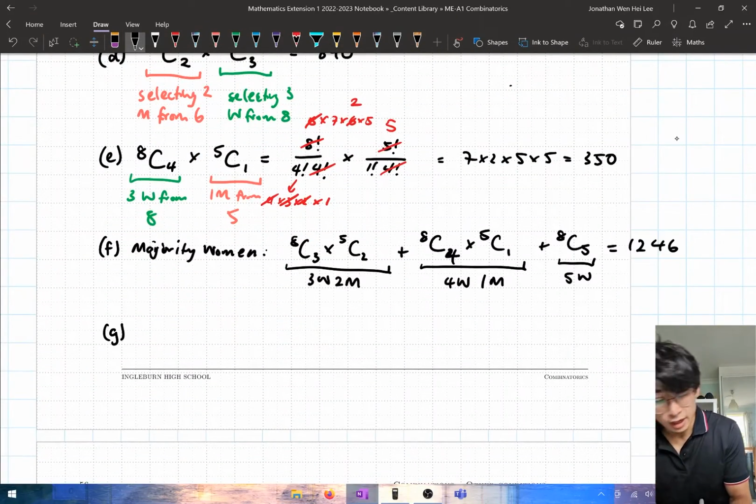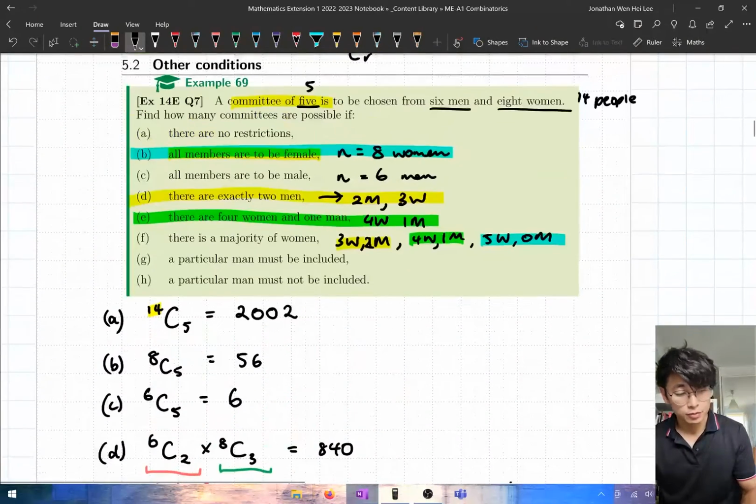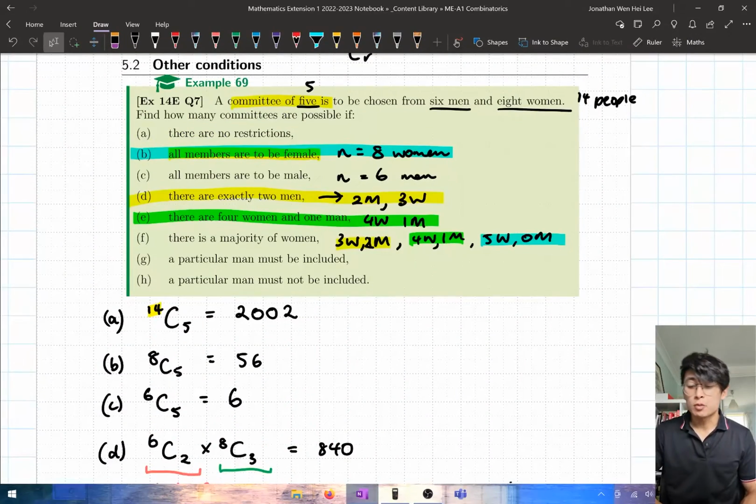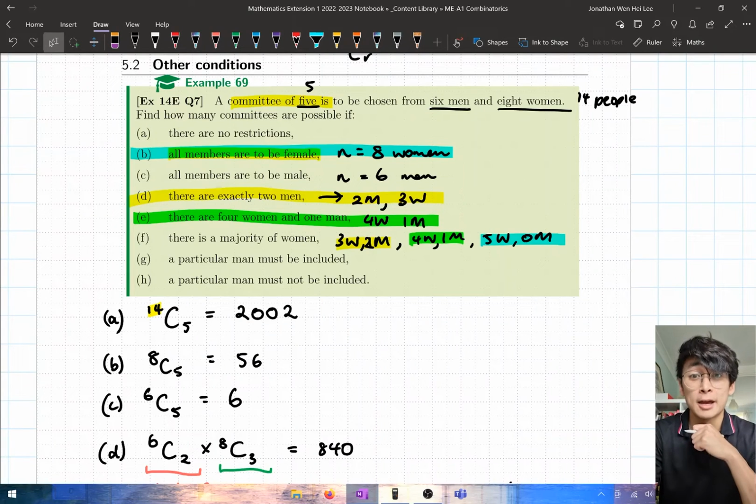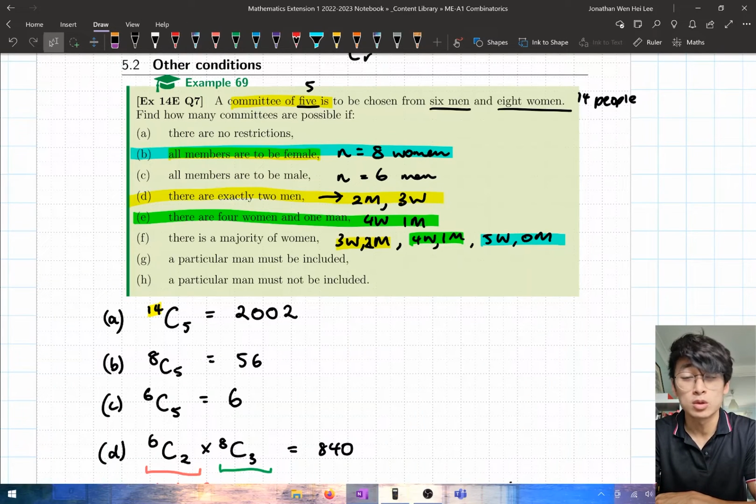G is where we start to get a little bit trickier. Now here, for part G, a particular man must be included. If a particular man must be included, that means we've already put this man in there. What happens to the rest of the group? Are we still selecting 5 people, and are there still 14 people that we're selecting from?